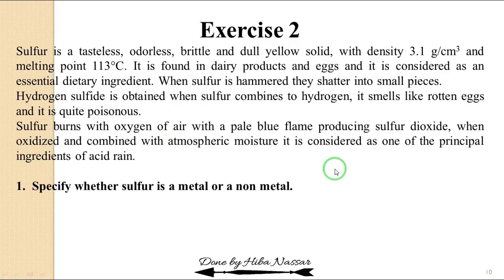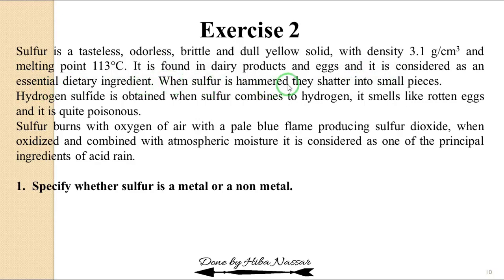Now, moving to exercise number 2. Sulfur is a tasteless, odorless, brittle, and dull yellow solid with density 3.1 gram per centimeter cube and melting point 113 degrees Celsius. It is found in dairy products and eggs, and it is considered an essential dairy ingredient.